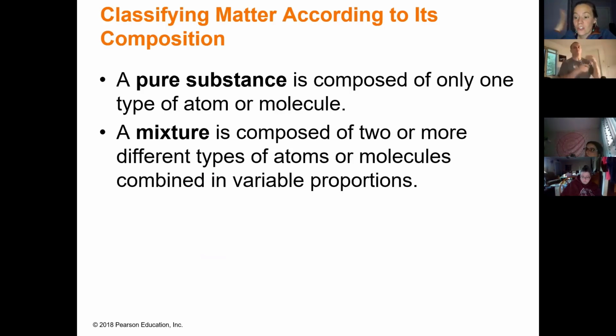Or water that's just got H2O. One very specific thing to it. A mixture, on the other hand, is going to be composed of 2 or more different types of atoms or molecules that aren't fused together, and we can adjust the proportionality of it. So like salt water, for instance, is NaCl salt and H2O water. I could add more salt or add more water and change the proportionality of it. So pure substances are more definite, more specific. Mixtures have more variability to them.